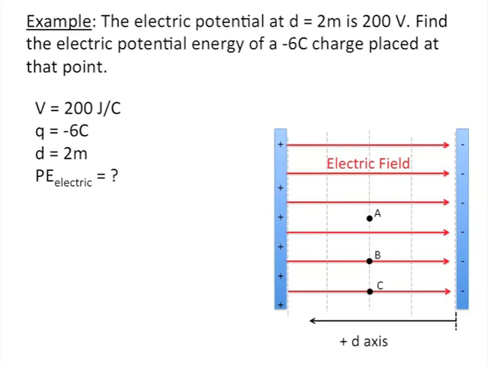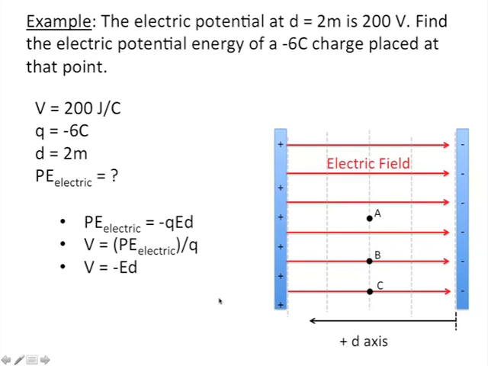So these are the given variables and what we're looking for. These are our equations that we have to work with. So we want to find electric potential energy, and we don't know the electric field, so this is not going to be useful. And also this one would not be useful, which leaves us with this one, and that one's going to be the one to use.